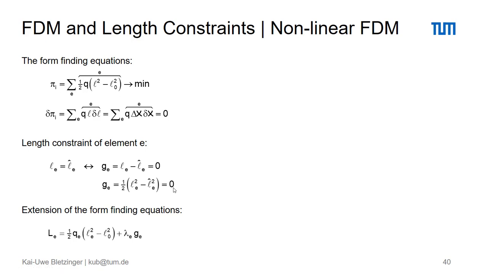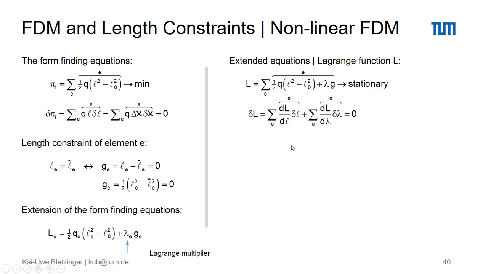Then we extend the form finding equation. That means we add element-wise to the energy term this term, which is the product of the constraint times what we call the Lagrange multiplier. And finally, we sum that up over all elements, where eventually an element also may have a constraint of the length. And rather than minimizing the energy as on the left-hand side, we will now look into the stationary solution of this Lagrange function. That means we have to take the overall variation, the variation with respect to length, and the variation with respect to the Lagrange multiplier.